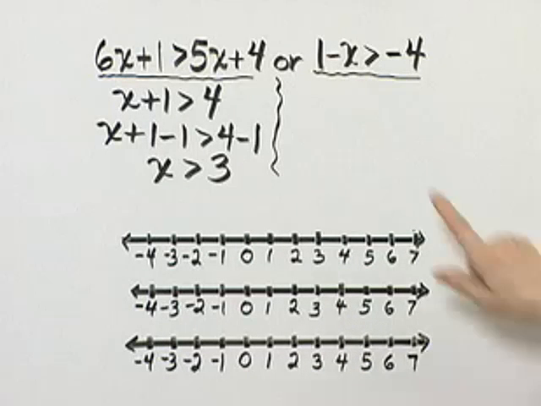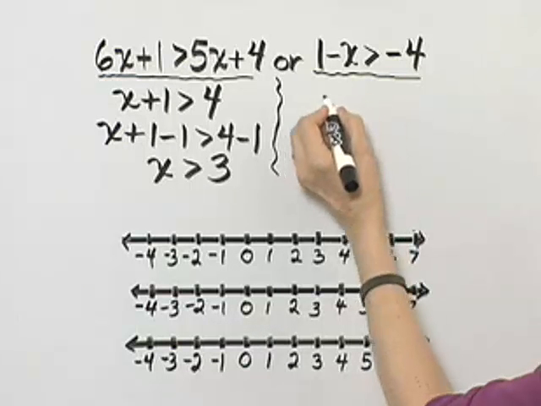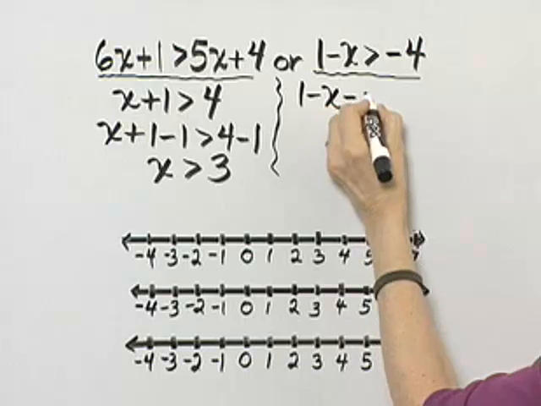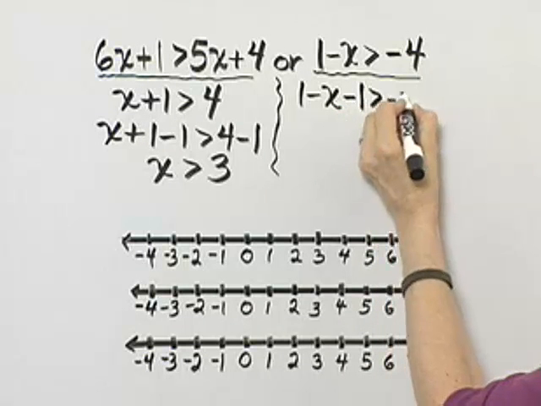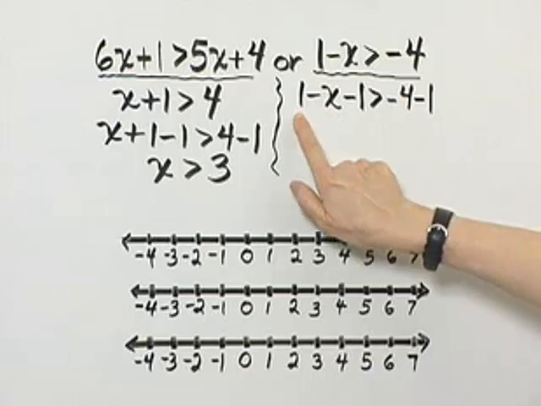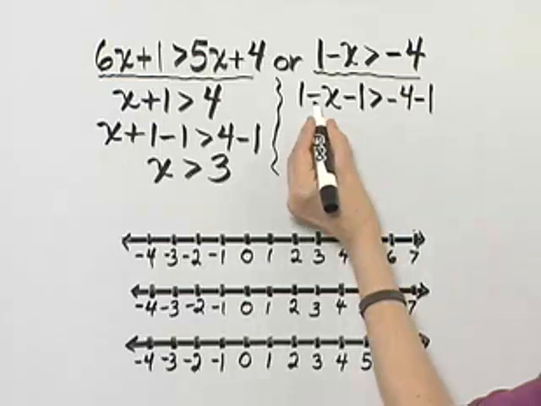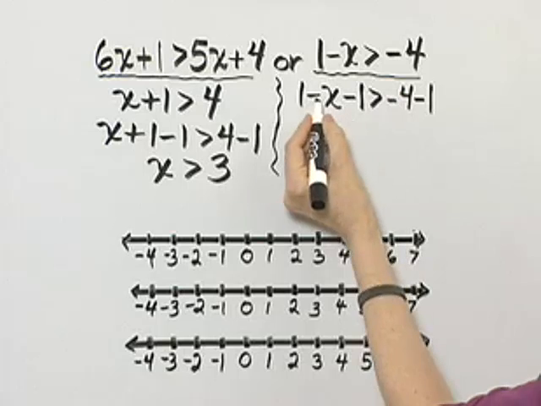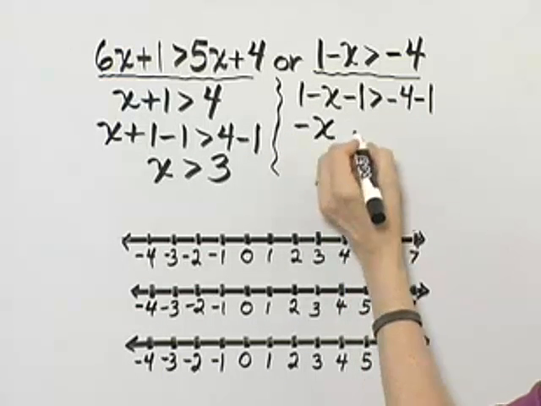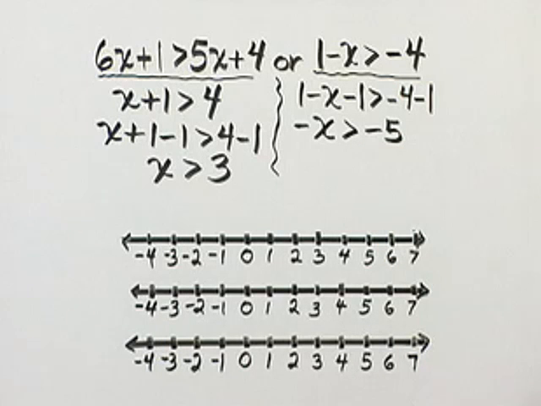Let me begin by, say, subtracting 1 from both sides. Be very, very careful. I'm going to show each step here. I'll subtract 1 on the left side, and I'll subtract 1 on the right side. Now notice I have 1 minus 1, which is 0, but do not forget that the sign of x is in front of it, so I still have negative x greater than negative 4 minus 1, that's negative 5.